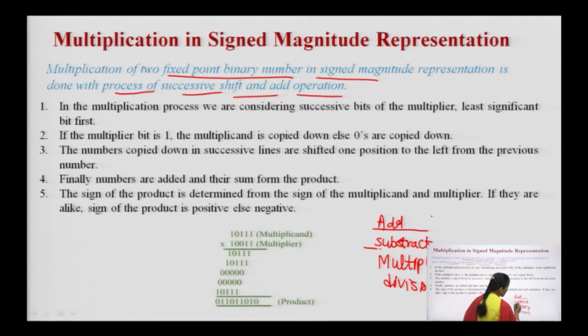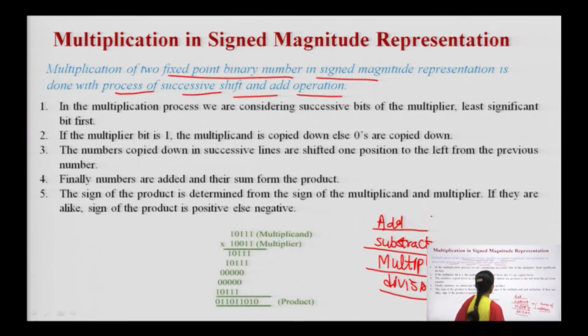The subtraction operation is done by addition, adding the 2's complement or 1's complement of the second number. Multiplication is done using a series of additions and shift operations, known as partial products, and then we add them. The division operation is done by subtraction and then shifting operation.